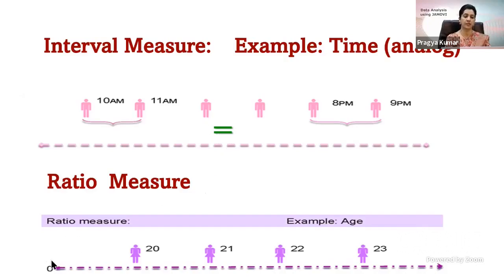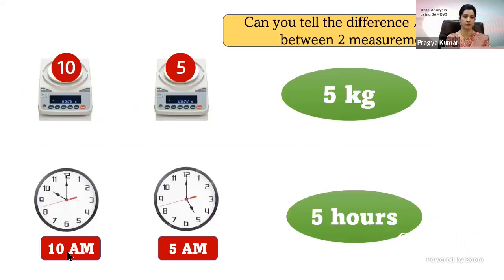So ratio is basically there is an absolute zero. In case of time, there is no absolute zero, because for time we have taken 12 a.m. at night as a reference time. If you come to ratio, it is any biological variable like weight, like age. So 20, 21, 22, and 23, and you can see this is absolute zero. So there is a zero age also.